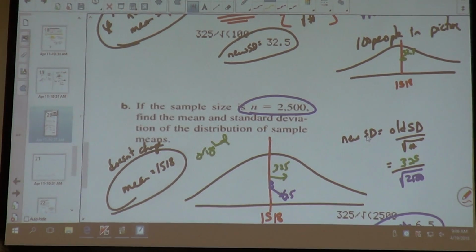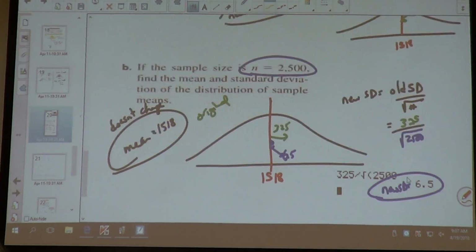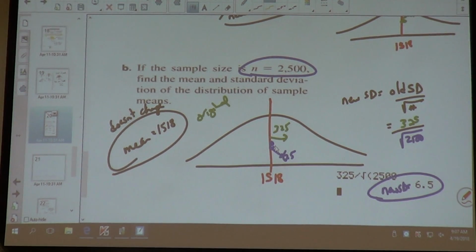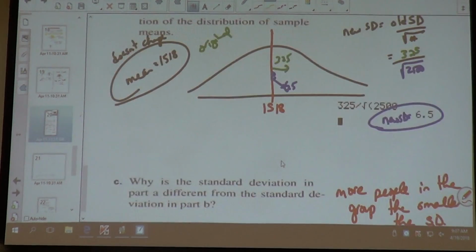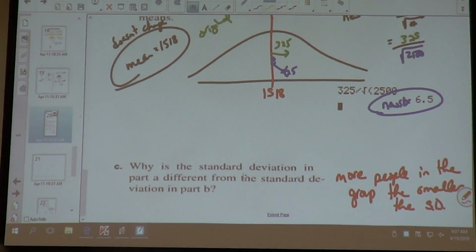My new standard deviation is going to be what I was originally. How much did I weigh in that original picture? 325 divided by the square root of 2,500. So 325 is what I was in the original picture, divided by the square root of 2,500. So now, I'm 6.5 pounds. Because you put me in a picture with a lot of people. Yay? Why is the standard deviation in part A different than part B? The more people in the group, the smaller you look. Cool?